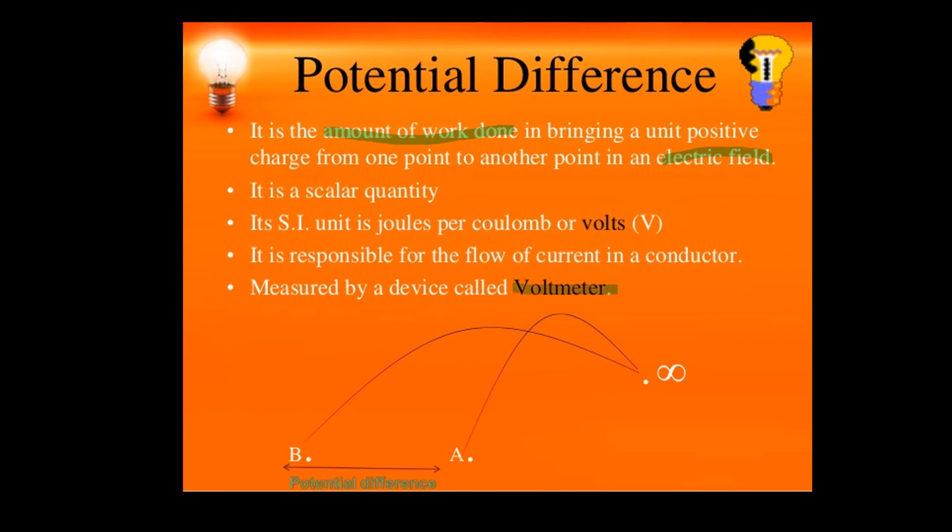Now it's a very important picture. So this is the infinity point we were talking about. Now from this infinity point, the charge is brought to a point A, let's say. So work is done in bringing a charge from infinity to point A. In another case, the same charge is taken from infinity to another point, that is B. So there are 2 points here, A and B. Now whatever difference lies in the electrical potential between A and B is the potential difference.